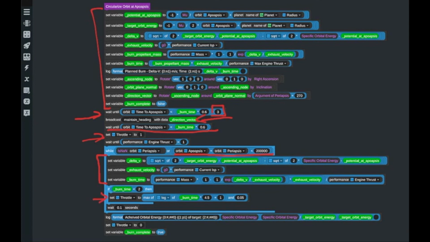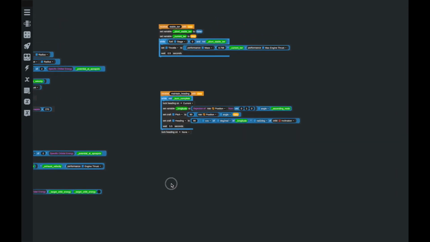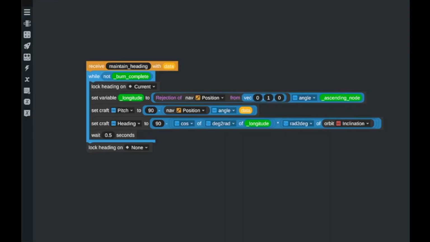Lastly, let's take a look at the code that maintains orientation. In this event receiver, data is the PCI vector that represents the direction we want the craft to be pointing throughout the burn. In this particular example, we could probably just leave heading alone and set pitch based on the angle between our position vector and our desired direction vector. However, that would be incorrect if we were using this code for a significantly inclined orbit.